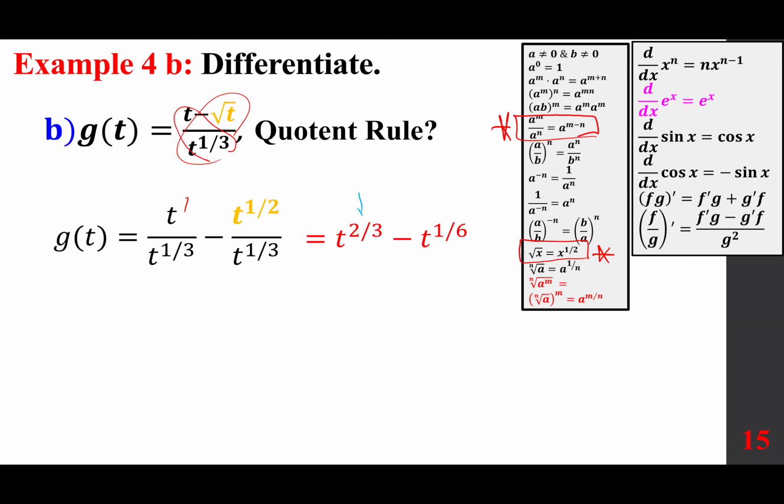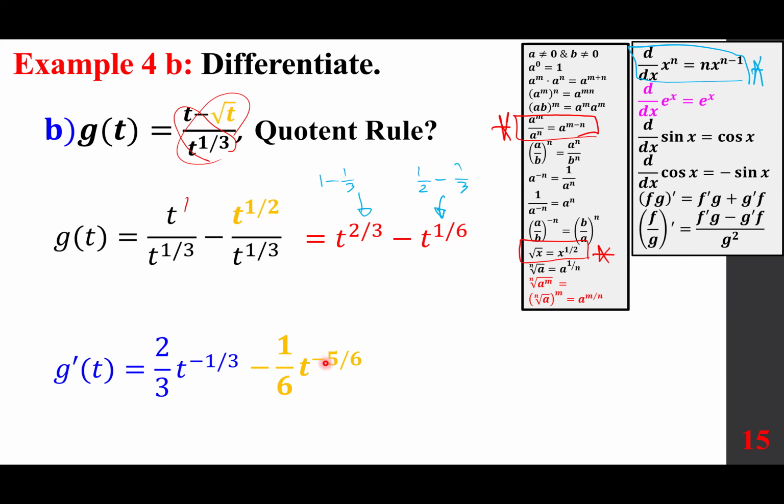In other words, this is 1 minus 1/3. This is 1/2 minus 1/3. And now we are ready to use the power rule of differentiation. And so we get 2/3 t to the power of 2/3 minus 1, which is negative 1/3, minus 1/6 t to the power of 1/6 minus 1, which is negative 5/6.